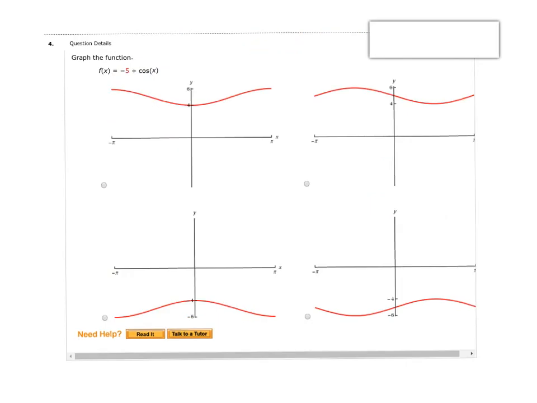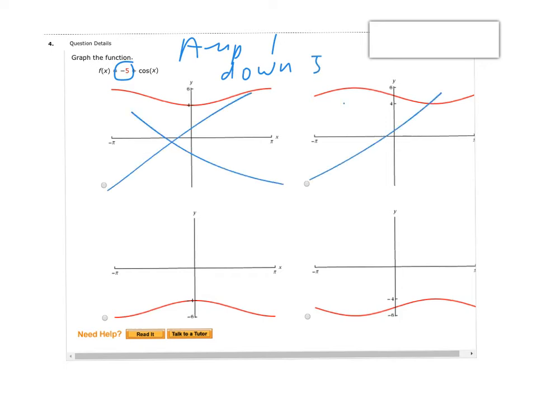Next up here, they want us to graph this one. Now on this one, I'm going to say the amplitude is still 1. And what this is up here is a down 5 shift. And so I would say it can't be either of these two. Those are up 5 shifts. And since it's a cosine graph, cosine is going to start at the high point.